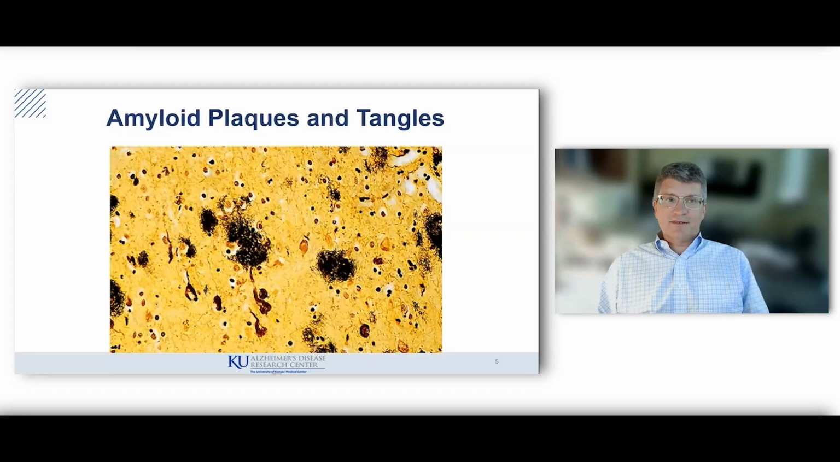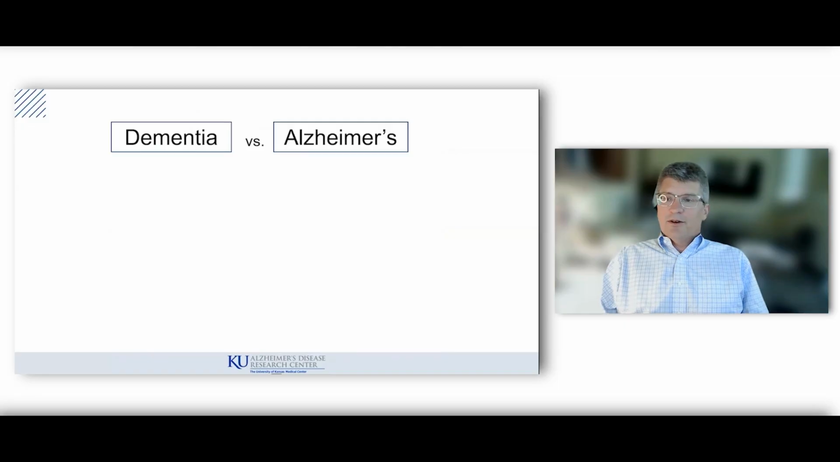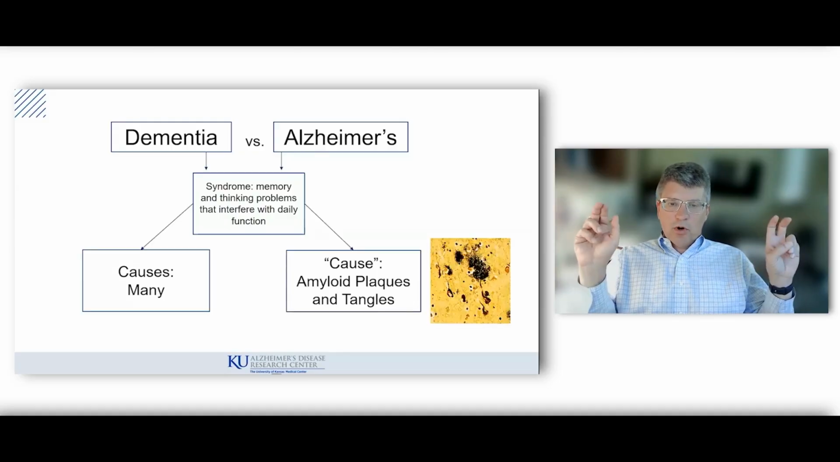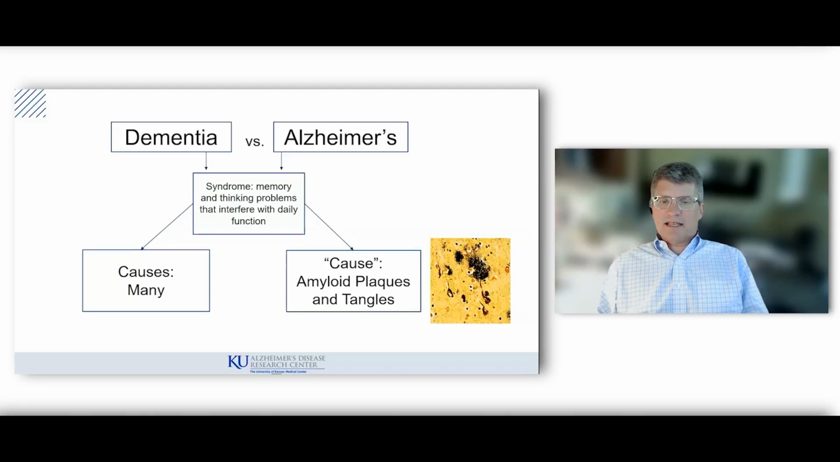Now, with the advances in biomarkers, especially blood biomarkers, we're really moving quickly into this new age of confirmation of the presence of amyloid plaques and tangles in the brain. And so again, what's the difference between dementia and Alzheimer's disease? The number one question I get almost every day. They're the same syndrome of dementia: memory and thinking problems that interfere with daily function. Dementia has many causes. Alzheimer's, the quote cause, is the buildup of amyloid plaques and tangles.